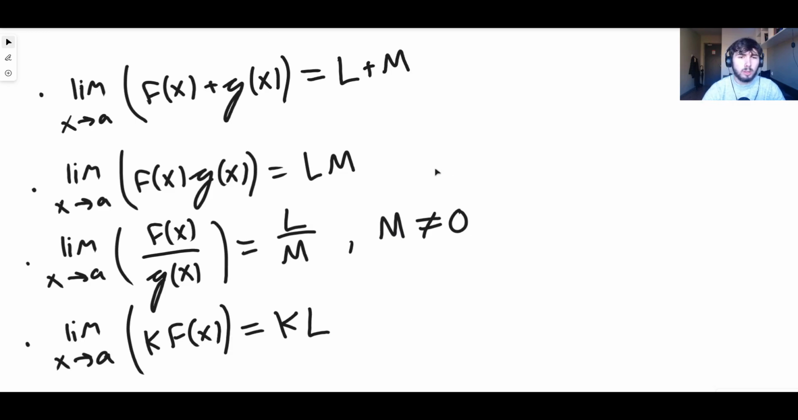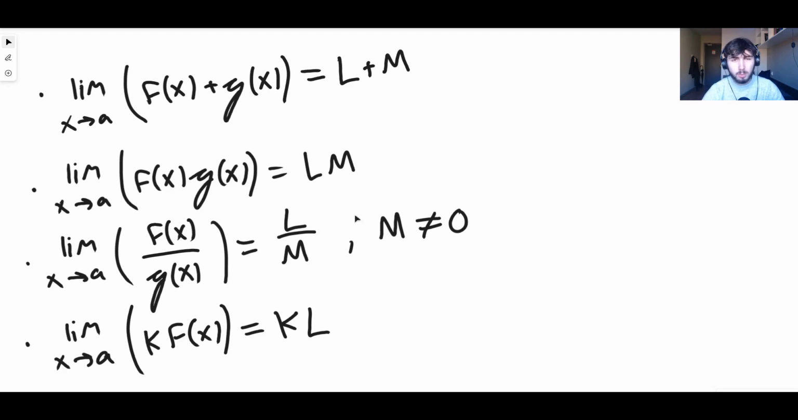Okay? Now, there are 4 rules that we need to know. They're all written here. The first one is simply that the limit as x approaches a of the sum of f of x and g of x is just the sum of the limits. So the limit of the sum is the sum of the limits. The second one is the limit as x approaches a of f of x times g of x is L times M, which basically means the limit of the product is the product of the limits. Not too bad. Again, it's what you'd expect, right? You take the limit of two things multiplied together, you get the product of their own limits.